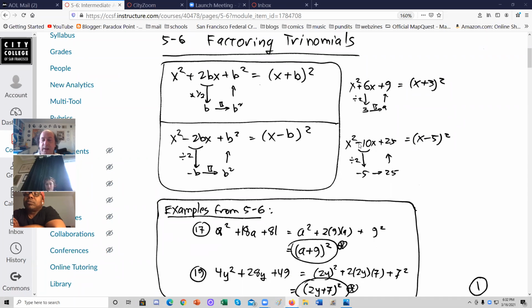Similar thing, you have a negative sign in the middle. x squared minus 10x plus 25. Divide this minus 10 by 2, you get a negative 5. Put that there. Squared, it's 25, that checks against that. So x squared minus 10x plus 25 is the square of x minus 5.